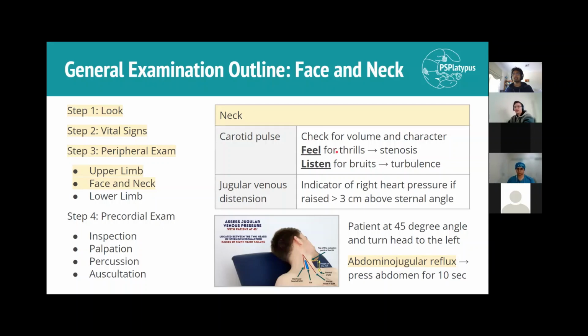You're feeling for thrills. So when you put your hand over it and you feel that it's sort of shaky, you might notice that there's a potential amount of stenosis happening in the carotid arteries, or it's stenosis in the actual valves in the heart, which is leading to turbulence building up in the carotids. You can also listen for bruit.